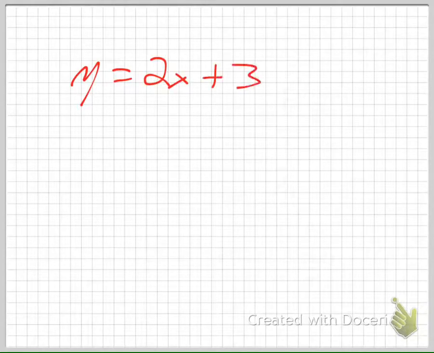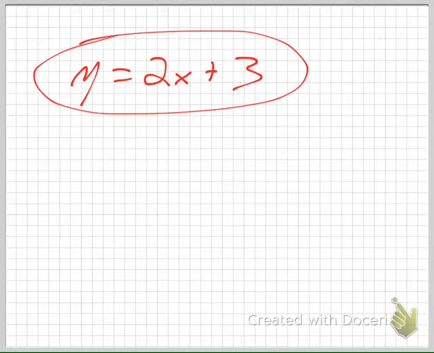So, do you remember me showing you this? Y equals 2x plus 3. Do you remember me showing you that? Yeah. At the very beginning, and I said, okay, I'll come back to that. Here's the deal. This is a line. Okay, that's a line. It's linear.